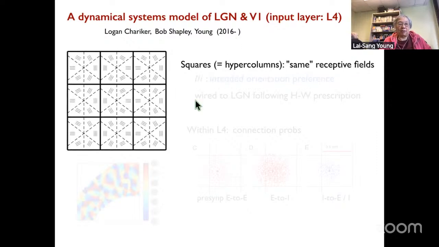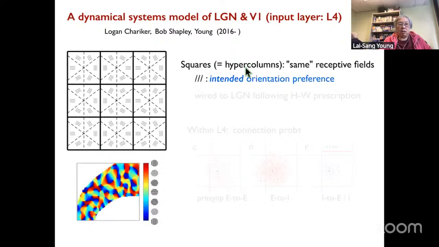So here's what a model is like. This is with 9 hypercolumns. We think of each of these squares as having the same receptive field. This is really an idealization. Within each square, we divided it into 6 regions, sometimes 4, sometimes 6, corresponding to different intended orientation preferences, trying to mimic this picture here.